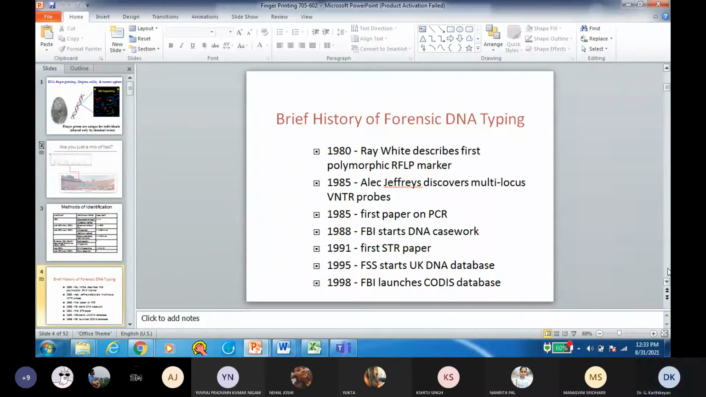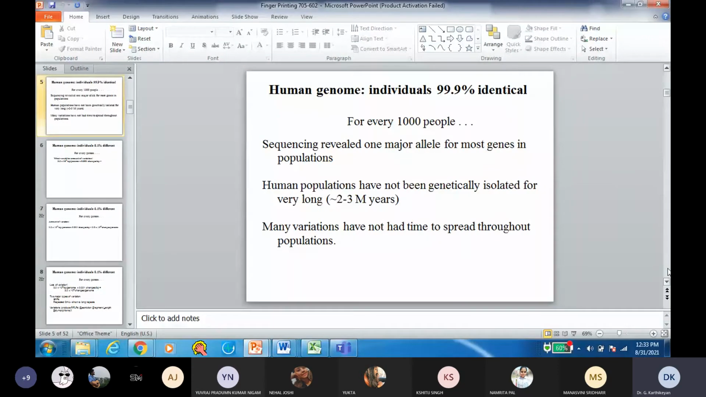The human genome. In all these things, when you're looking at DNA fingerprinting, we are looking at the human genome. If you compare any two individuals today, they are 99.9% identical. For every 1,000 people whose genomes have been sequenced, sequencing has revealed one major allele for most genes in the human population. There are close to 25,000 genes, and in each population, there is one major allele for each of those genes.